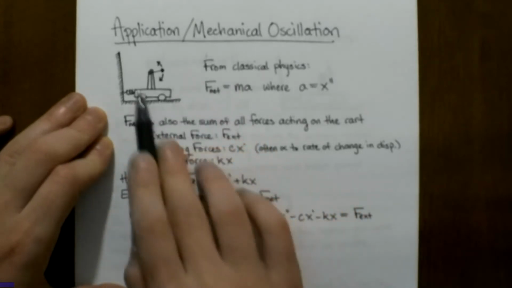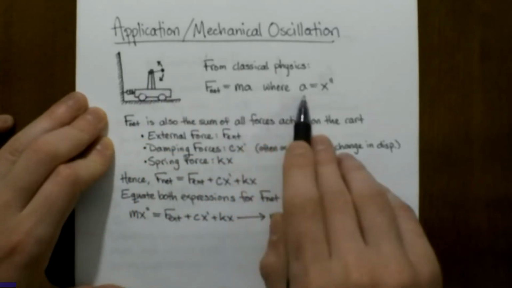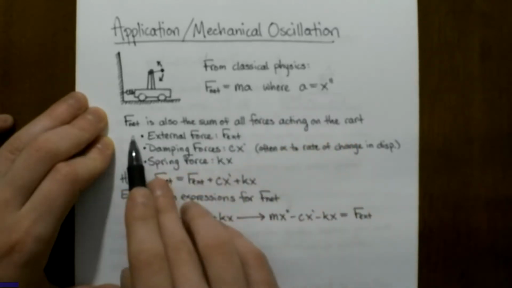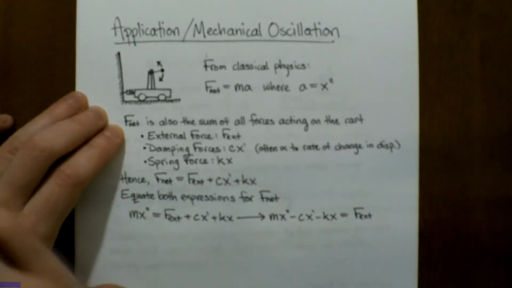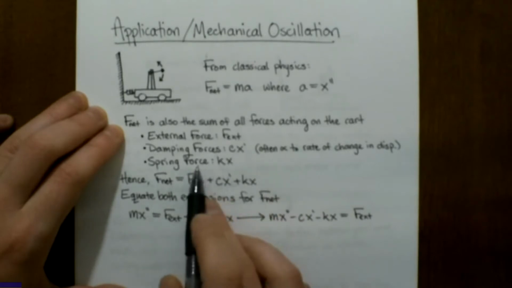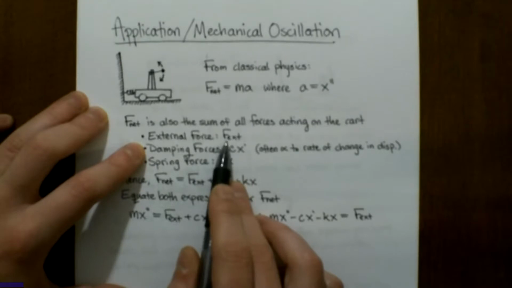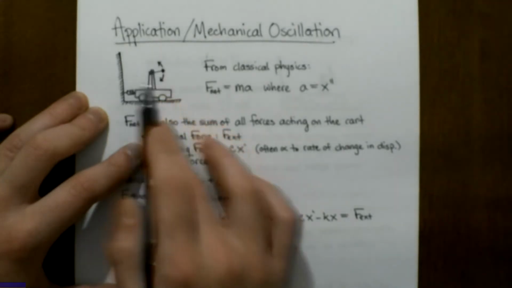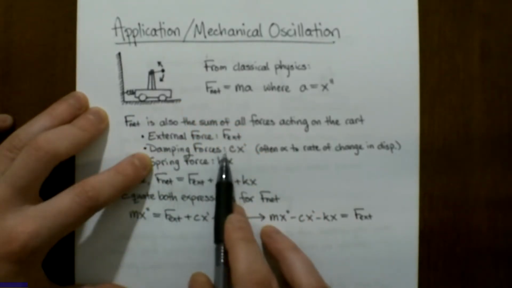The net force acting on this cart, by classical mechanics, we describe as ma, where a is the second derivative of the displacement. The net force, however, can also be described by the sum of all forces acting on it. So let's go ahead and take inventory of what forces we might see exerted on this cart. There could be some external force, so perhaps you come and push the cart, or perhaps you give it a motor that enables it to spin this flywheel. There could also be damping forces, or things that eat up the energy and cause it to lose its motion.